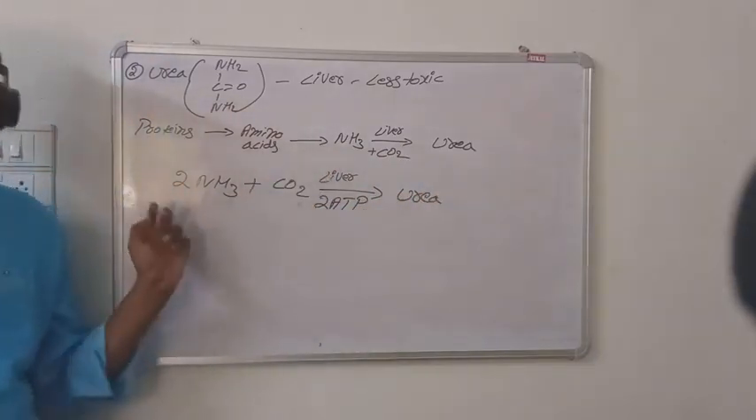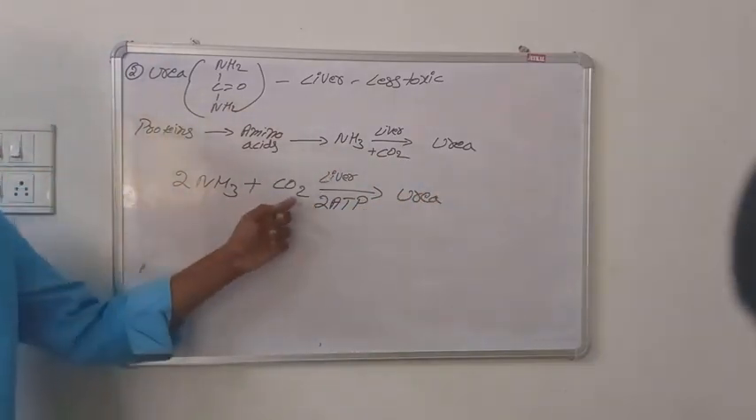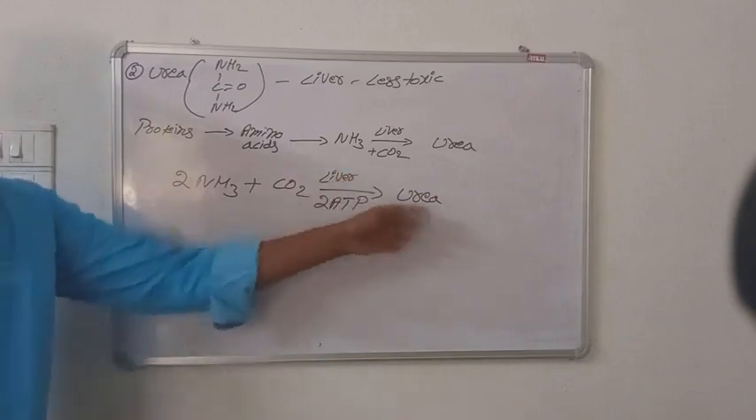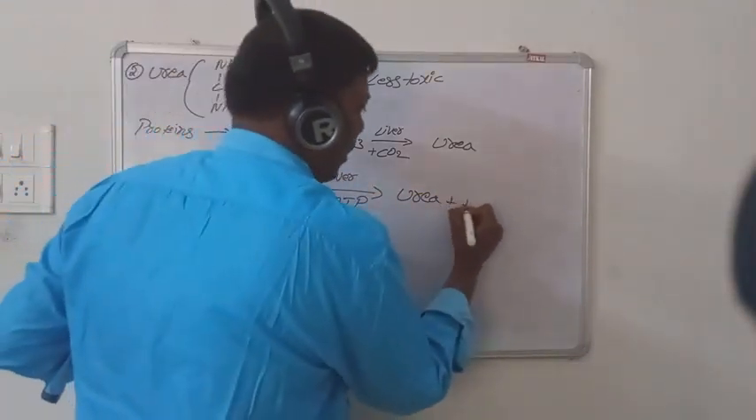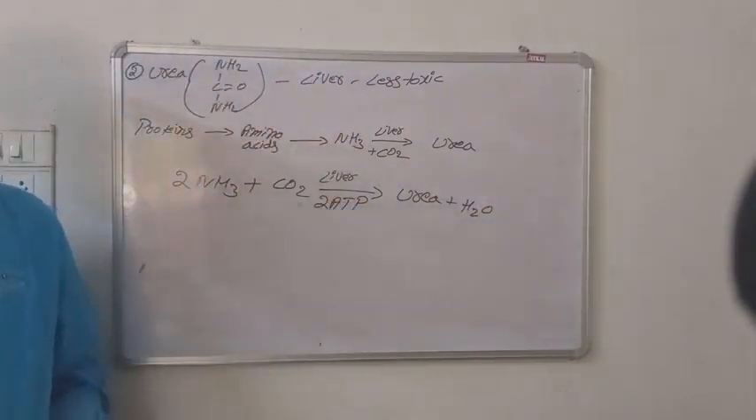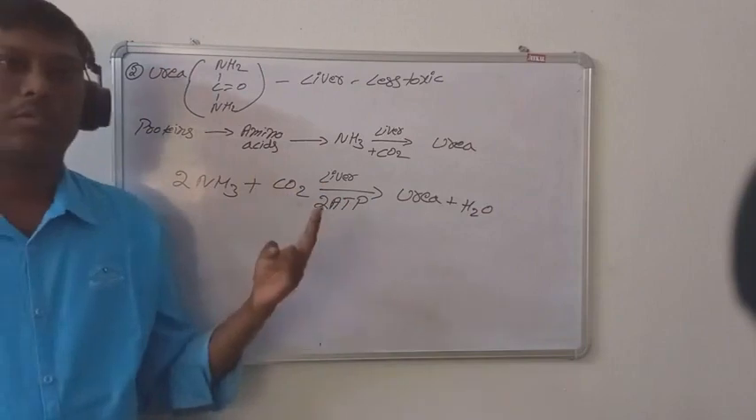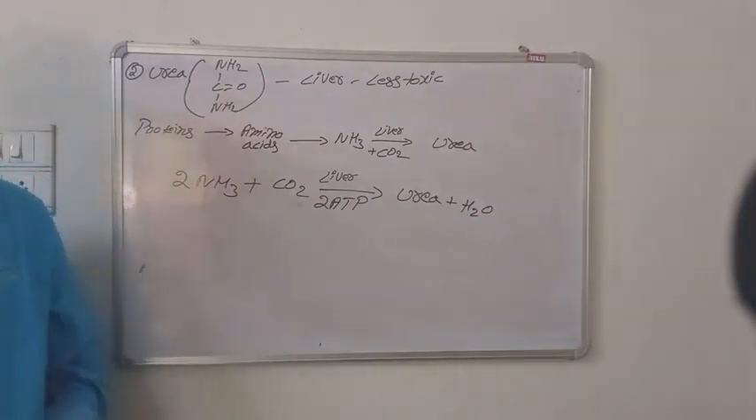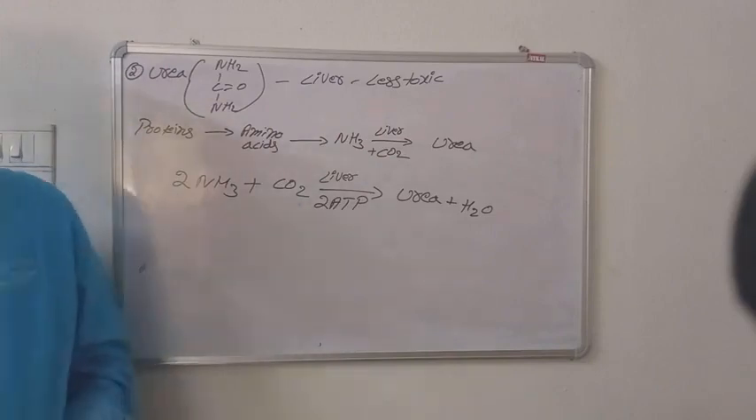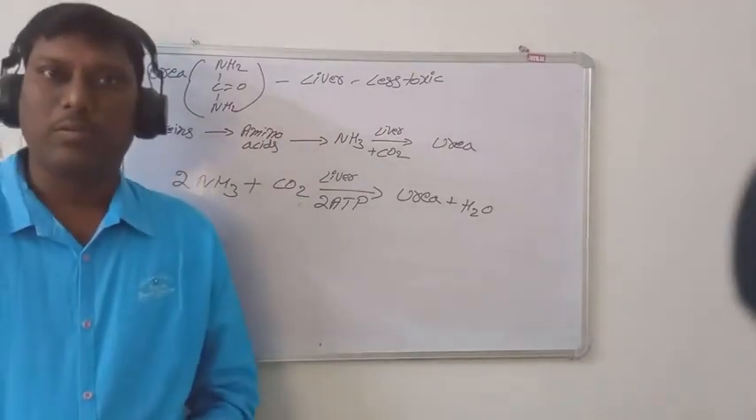So what is the reaction? Two molecules of the ammonia combine with the carbon dioxide in the liver and produce the urea and also one molecule of water. Okay, to perform this reaction, our body is spending two ATP molecules as the energy source. Next, urea is less toxic and also it requires less water to excrete outside.